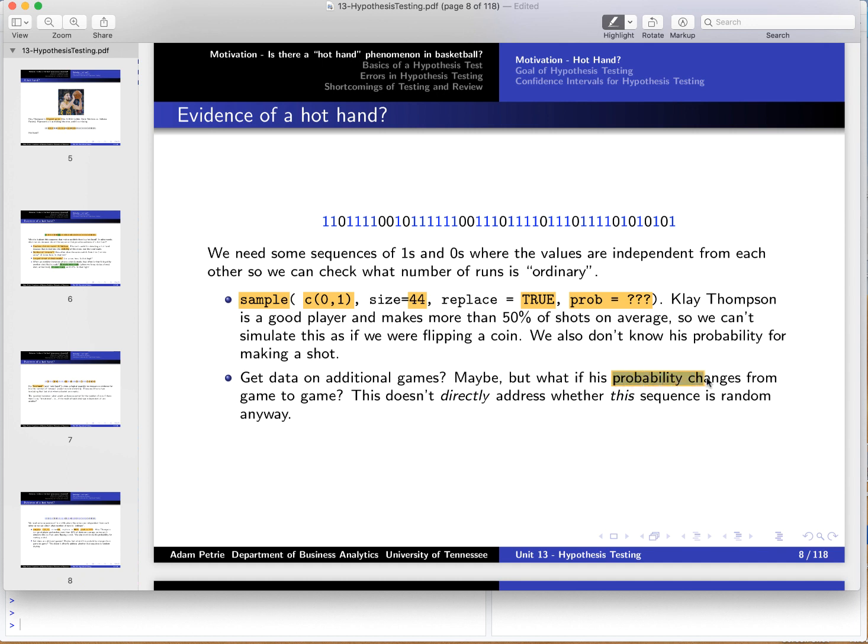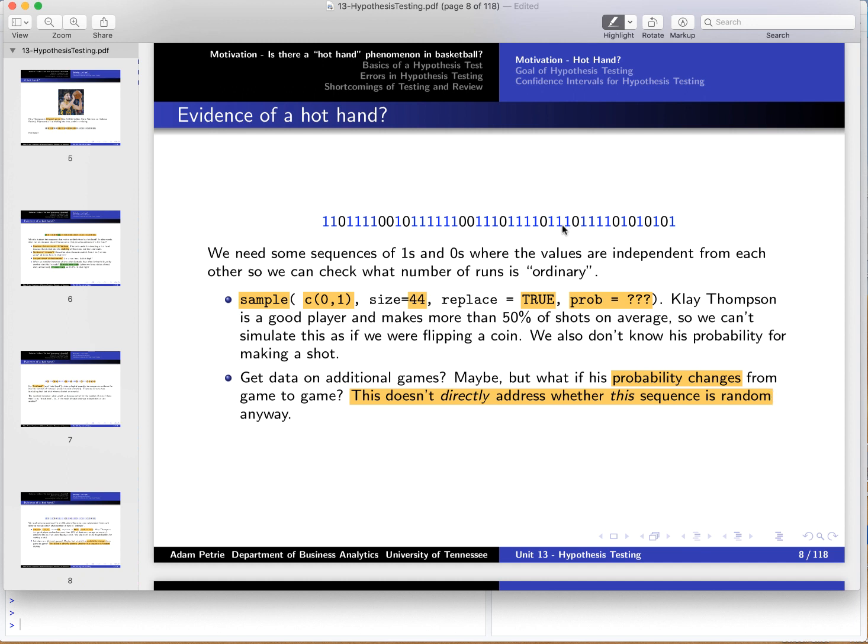It might be the case that this probability changes from one game to another based on the quality of his opponents. And even if we knew his long-term probability of making a particular shot, that's not really answering the specific question that we have as to whether or not this sequence that we've collected is evidence of a hot hand or not. So even if we knew what his true probability was, it doesn't directly address whether this sequence is an example of a purely random sequence or if it's evidence of a hot hand.